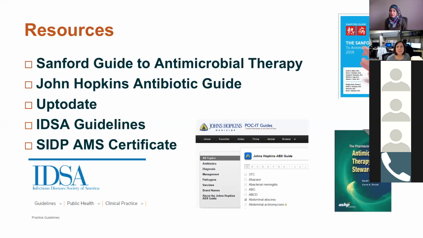Okay, and so I just thought this would be helpful. Everybody comes into stewardship at a different level. When I first took on a stewardship role at the facility I'm at now, I had some general antibiotic knowledge, but didn't have a lot of background specific to stewardship. So it's good to build your toolkit as you're growing your clinical skill set.